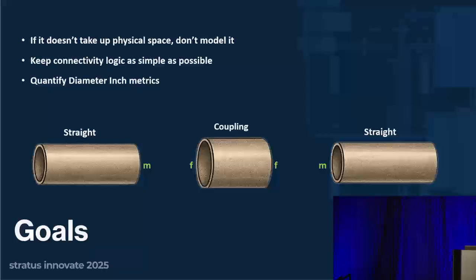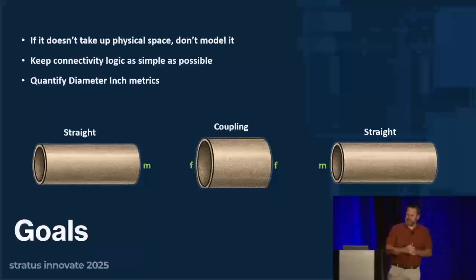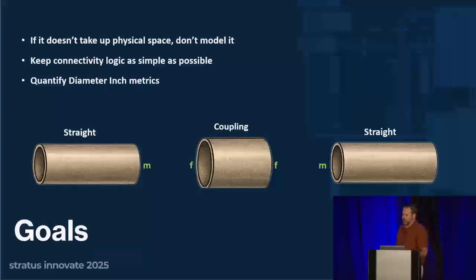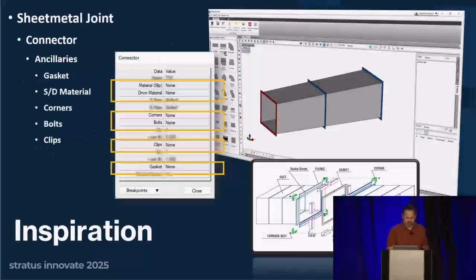So the goal is, if it doesn't take up physical space, then don't model it, okay? I want the information, but it doesn't need to be in the model. I want to keep my connectivity logic as simple as possible, but I still want to calculate my diameter inches. So I want to be able to put my pipe together without those extra elements in there, okay? But still get my metrics.